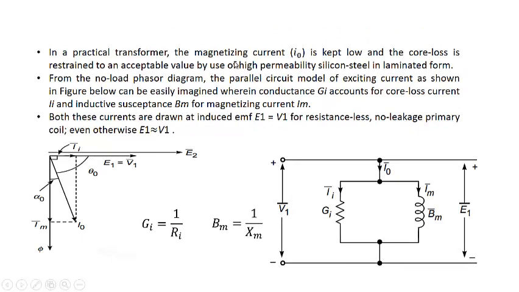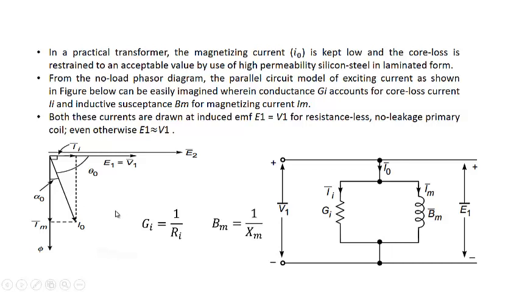Now, in a practical transformer, the magnetizing current Im, actually this should have been Im, is kept low and the core loss is restrained, that is Ii. This should be Im because I naught is the exciting current, Im is the magnetizing current, and Ii is the core loss component of the current. It is restrained to the acceptable by use of high permeability silicon steel in a laminated form. So I have told you what is high permeability, why we add this silicon, why we use the steel and why we use the laminated core.